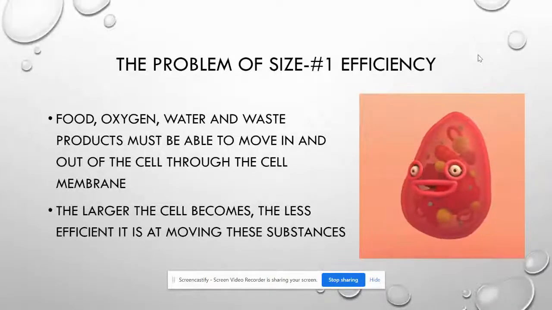So there's the problem of size number one, and that's efficiency. Food, oxygen, and water and waste all need to be moved in and out of the cell through the cell membrane. And the larger the cell becomes, the less efficient it is at moving these substances. So you can imagine if something needs to get to the nucleus and it enters from the cell membrane, if it was a really big cell, it would have a really far way to go to get to the nucleus.